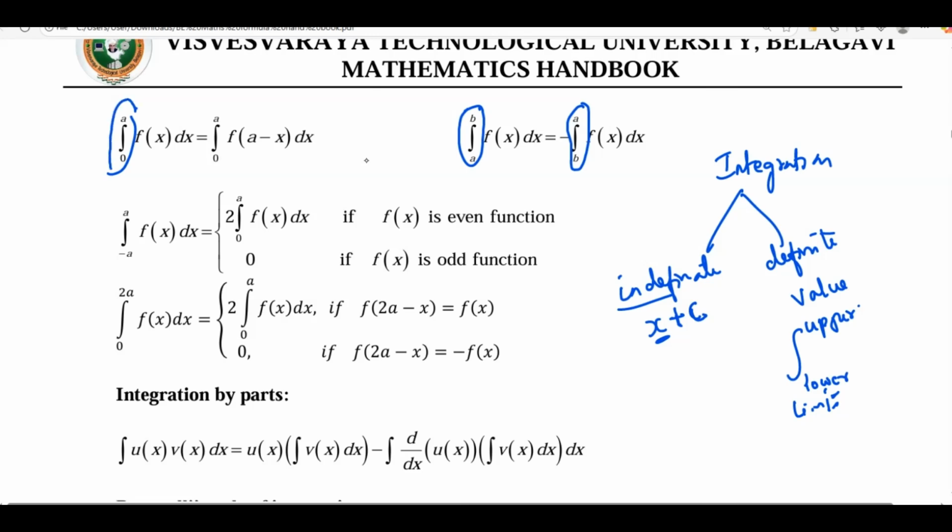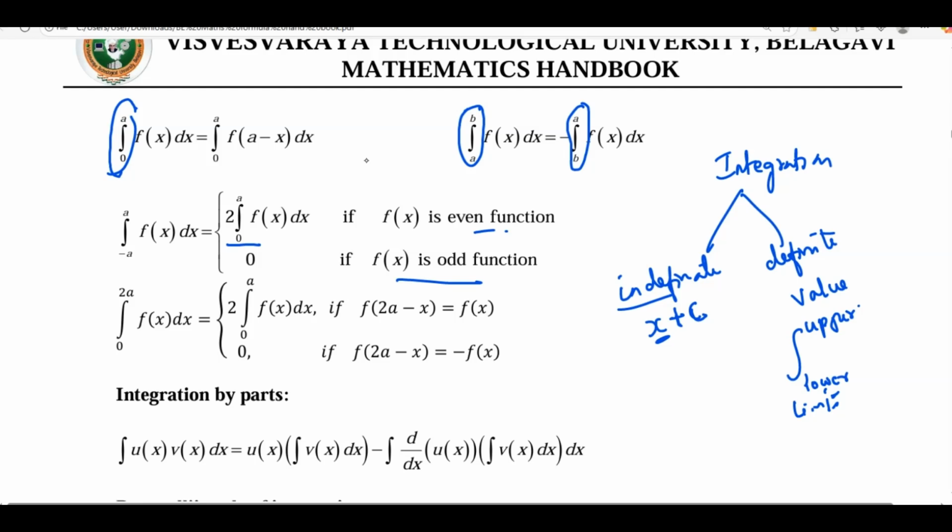Here, whenever you have an upper limit that is a constant and the lower limit is 0, then it will be a constant minus the variable, that is f of a minus x dx. Then the next one is integral of minus a to a f of x dx, which will have two values. If f of x is an even function, the answer will be 2 times integral of 0 to a f of x dx. Whenever the function is odd, you'll have the answer as 0.